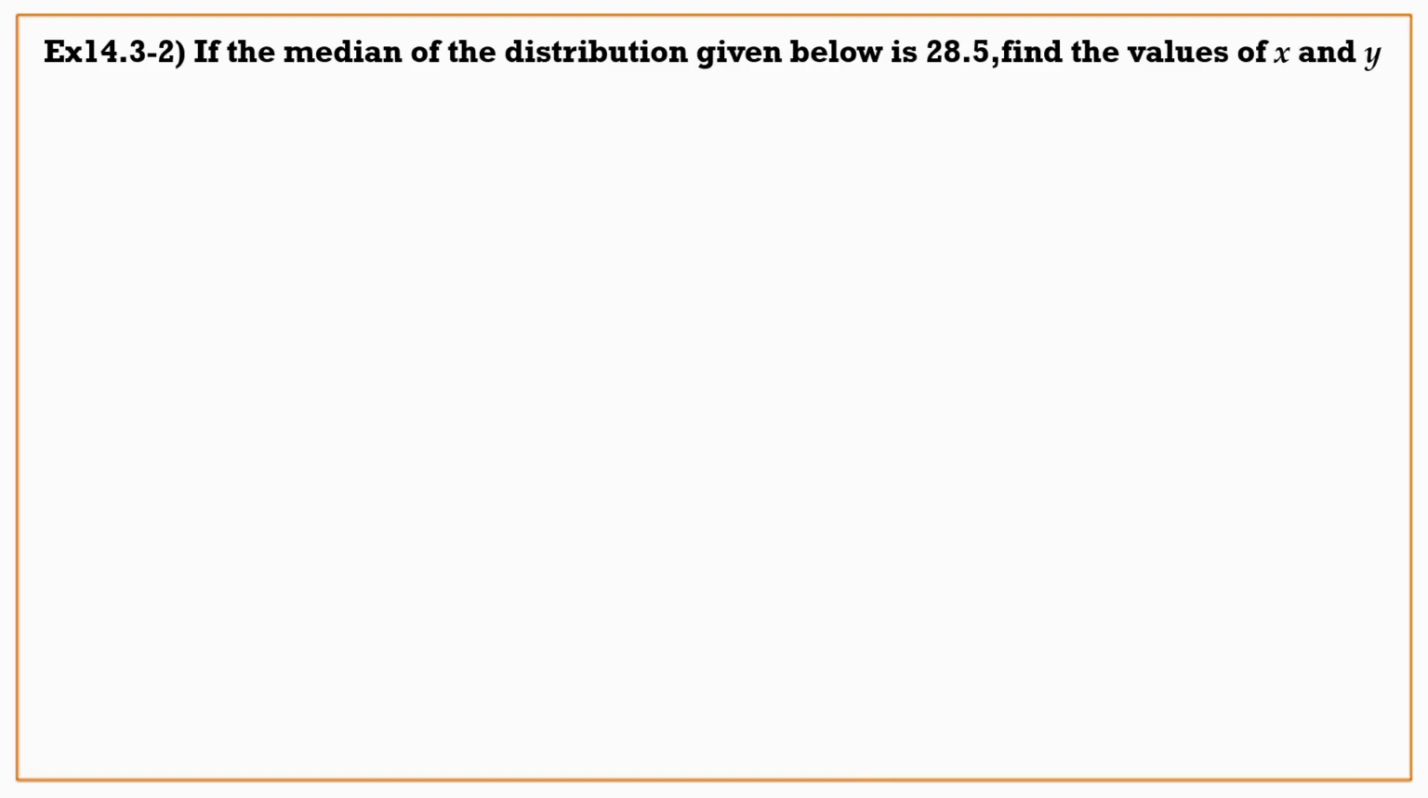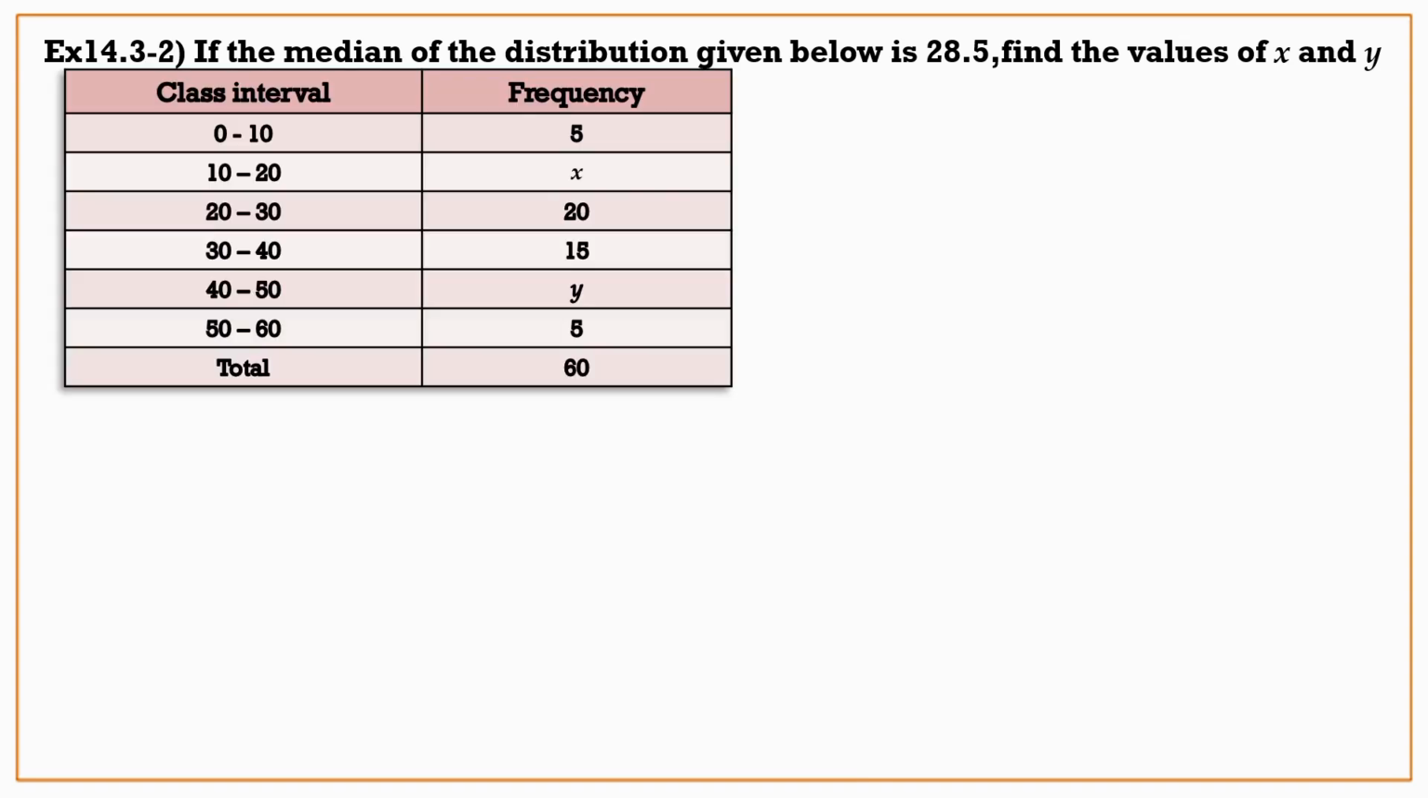If the median of the distribution given below is 28.5, find the values of x and y. So class interval and frequency are given. In the frequency, we can see that there are 2 unknown values, that is x and y. So here the median is given.